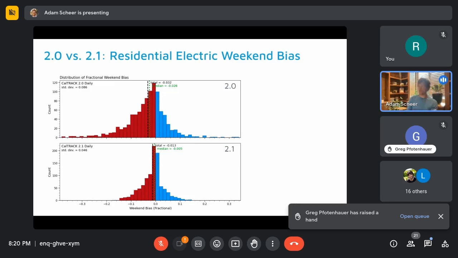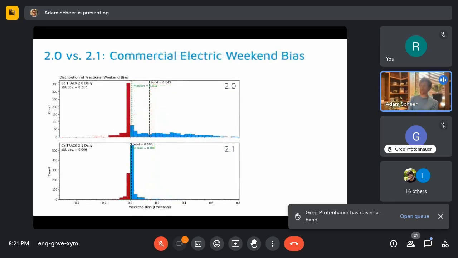And where we really see this weekend weekday bias is in the commercial sector, right? You have a lot of offices, you have buildings that are open on the weekdays and closed on the weekends, or vice versa. And so where we would really expect the test to show up, whether or not this model is doing what we want it to be doing with respect to weekend weekdays, is in the commercial sector, and this is what that looks like.